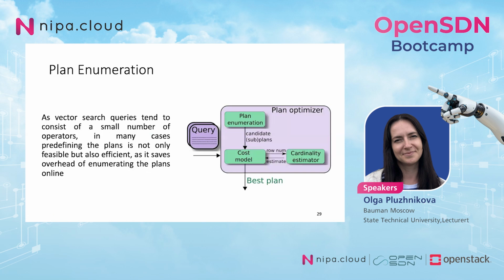As vector search queries tend to consist of a small number of operators, in many cases, predefining the plans is not only feasible, but also efficient, as it saves the overhead of enumerating the plans online. But for systems that aim to support more complex queries, the plans cannot be predetermined. For extended vector databases on relational systems, a relational algebra can be used to express these queries, allowing automatic enumeration.